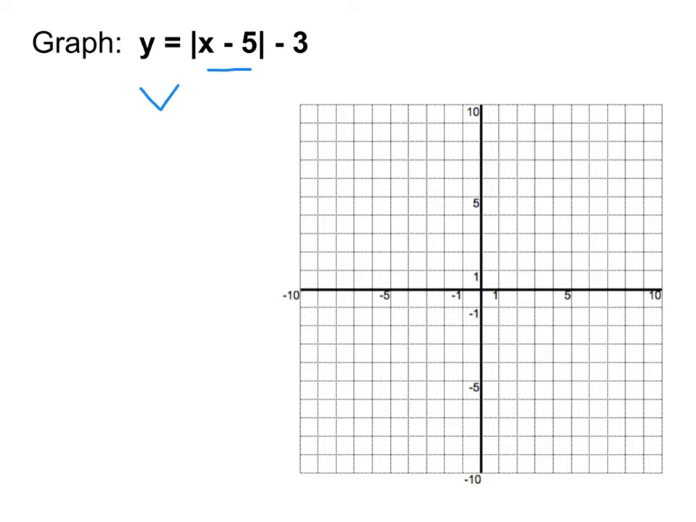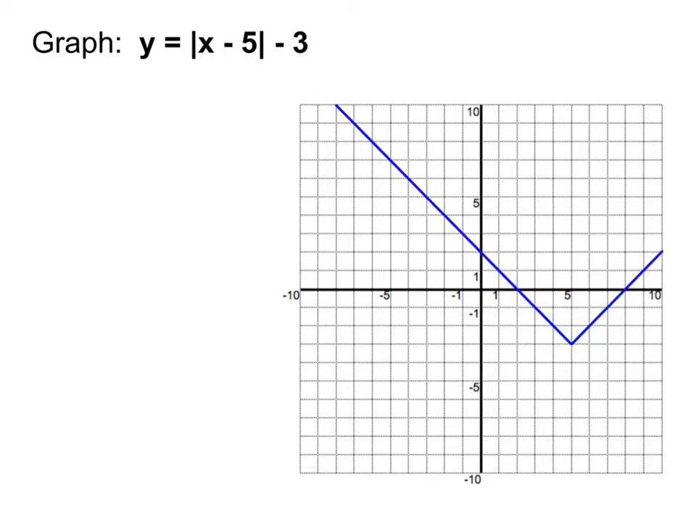Specifically, minus, remember, moves it to the right 5. And then the minus 3 hanging on the end, it's not inside with x, so it's going to be moving it up and down. Specifically, a minus there moves it down 3. So I'm going to go right 5, down 3, and that's going to be the first point, the vertex of my V-shaped graph that I'm then going to draw in from there.